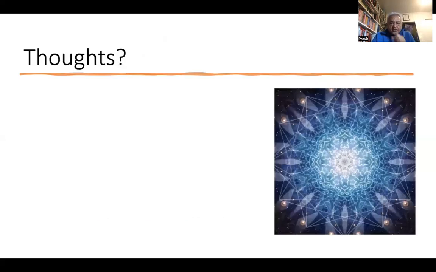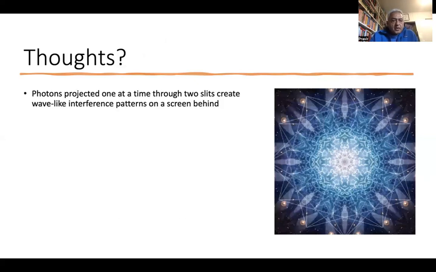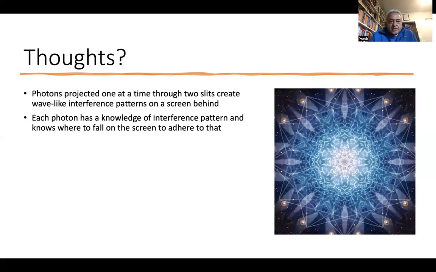So let's reflect on this experiment. I'm going to summarize some key thoughts. First, the key point is that photons projected one at a time through two slits create wave-like interference patterns on a screen behind. And as suggested before, this is counterintuitive, and it also indicates that embedded in a photon, there is both a dual particle and wave-like behavior somehow. So it's almost as though each photon has a knowledge of the interference pattern and knows where to fall on the screen to adhere to that.